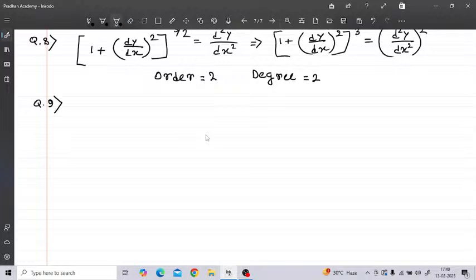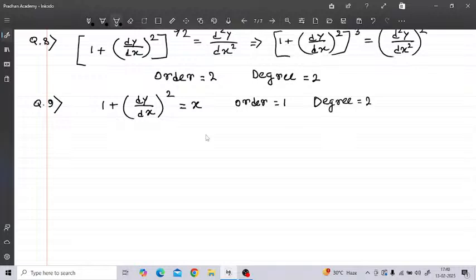Question number 9. Here, find the degree of this differential equation. Here we can clearly see that this is a first order, so order will be 1, and what is the power of this highest order derivative? That is 2. So degree is 2.